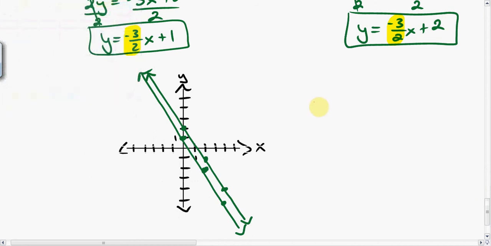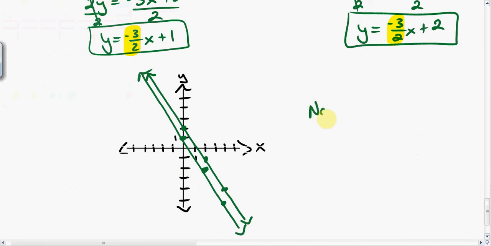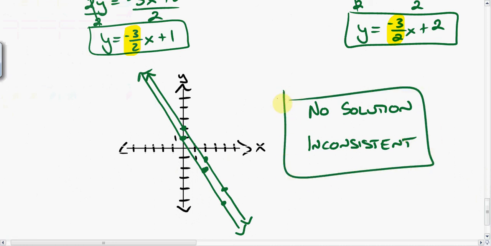So we know our answer is, I can do this in green still, no solution. And if it's no solution, we're going to classify it as inconsistent. And you're done.